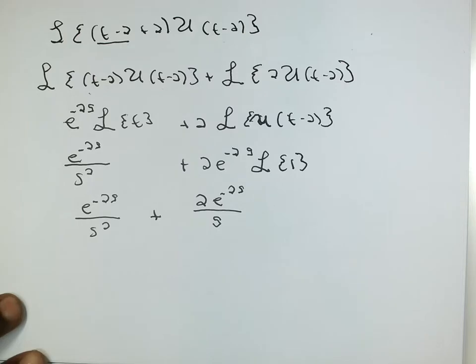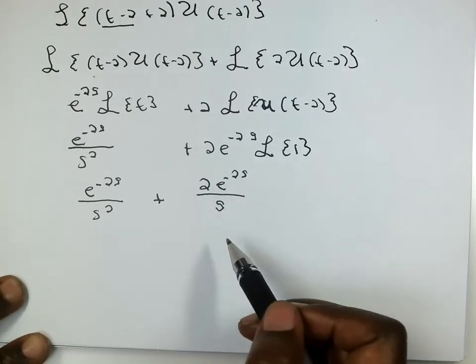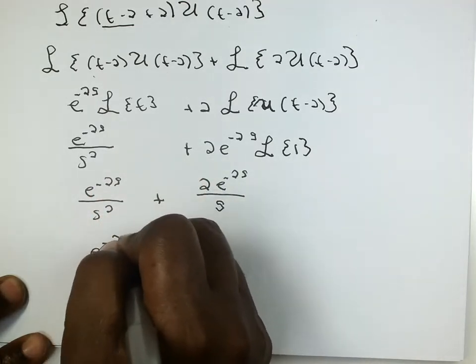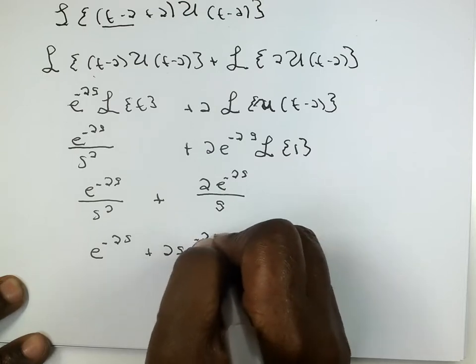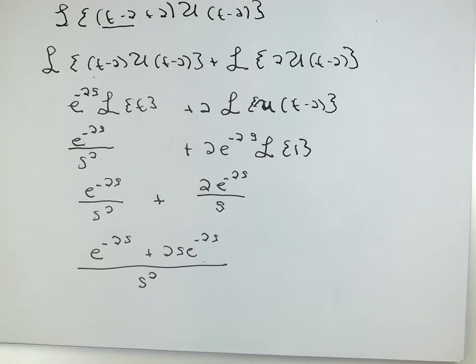And if we want to put them together into one, we can by multiplying the second one by s over s. So it would end up e to the negative 2s plus 2s e to the negative 2s all over s squared.